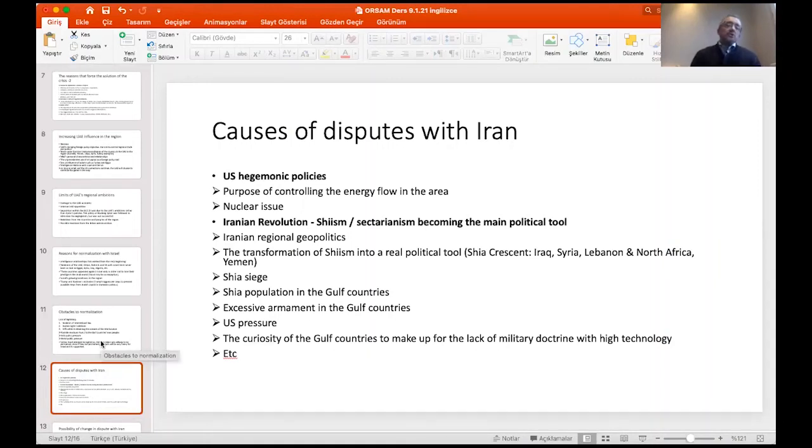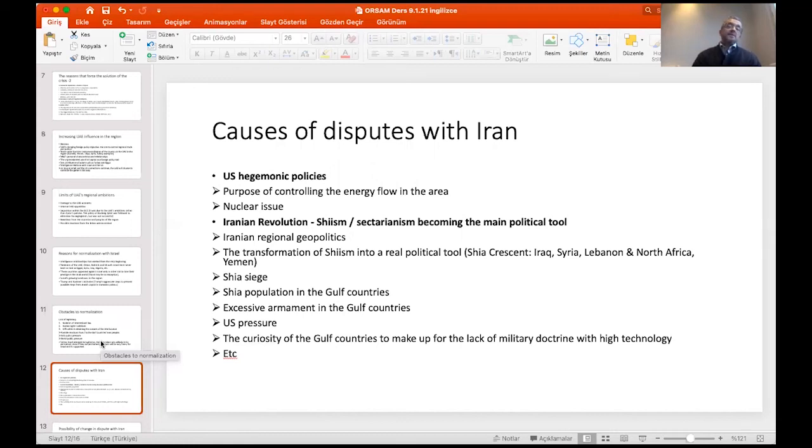Okay, then we can go on to causes of disputes with Iran. Between Iran and Saudi Arabia in the first instance, and the other Gulf countries, you can see in the explanations, in the declarations resolving the Gulf crisis, they say we are all against Iranian offensive policies in the region. The causes of disputes with Iran are very complex and very deep historically. And in the first row, we should list the U.S. hegemonic policies in the region.